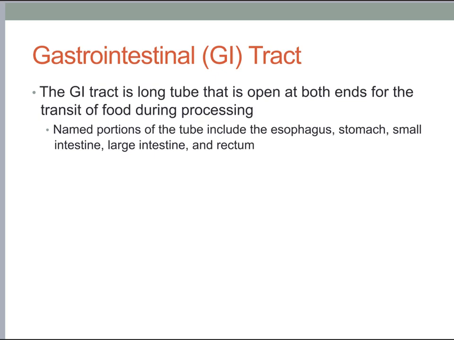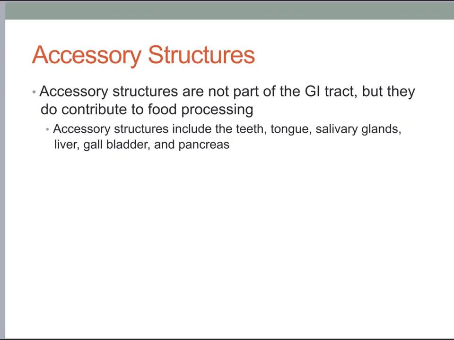This GI tube is long. It's open at both ends. That's going to allow for the transit of food during processing. Some of the portions of this tube include the esophagus, stomach, three portions of the small intestine, the large intestine, and the rectum. We do have some accessory structures that assist in the breakdown and processing of food. These include our teeth, our tongue, our salivary glands, liver, gallbladder, and pancreas.